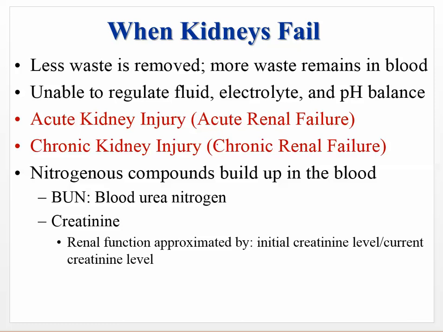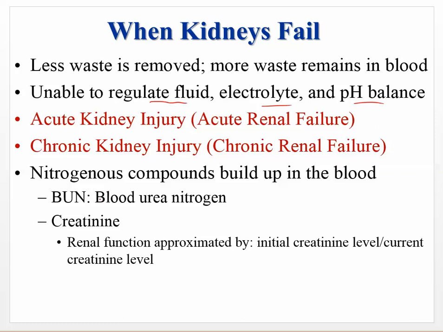Okay, so kidneys, what happens when kidneys fail? At some point this damage can become chronic, it can continue to cause damage, and then the kidneys will fail. Obviously, since the purpose of kidneys is to remove waste, you're not going to remove as much waste if the kidneys fail. So more waste is going to remain in the blood. You're unable to regulate fluid, electrolytes, pH balance. These are all things that the kidneys do, and they're not going to be able to do it. So it might start with acute kidney injury or acute kidney failure, and then if that continues, it will be chronic kidney injury, and ultimately renal failure.